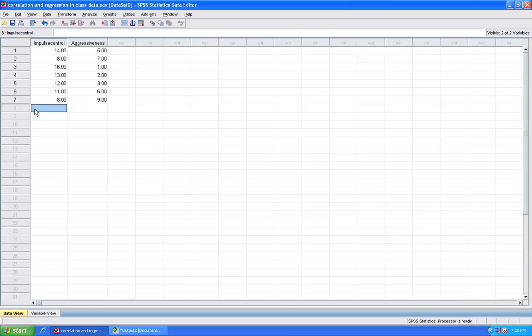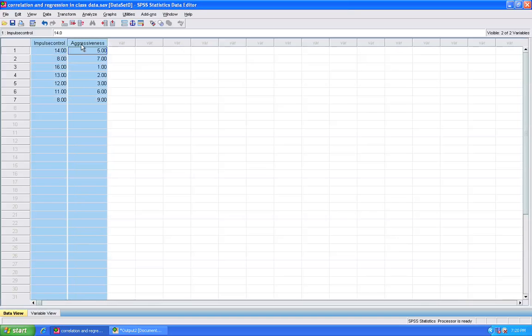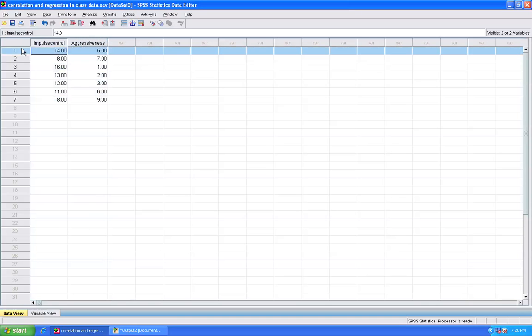In order to conduct simple linear regression, it is necessary that you have a data file that has at least two variables measured on the same subject. Recall in SPSS that each row represents a single subject. In this case, we have the data on two variables, impulse control and aggressiveness, for the same 7 subjects.